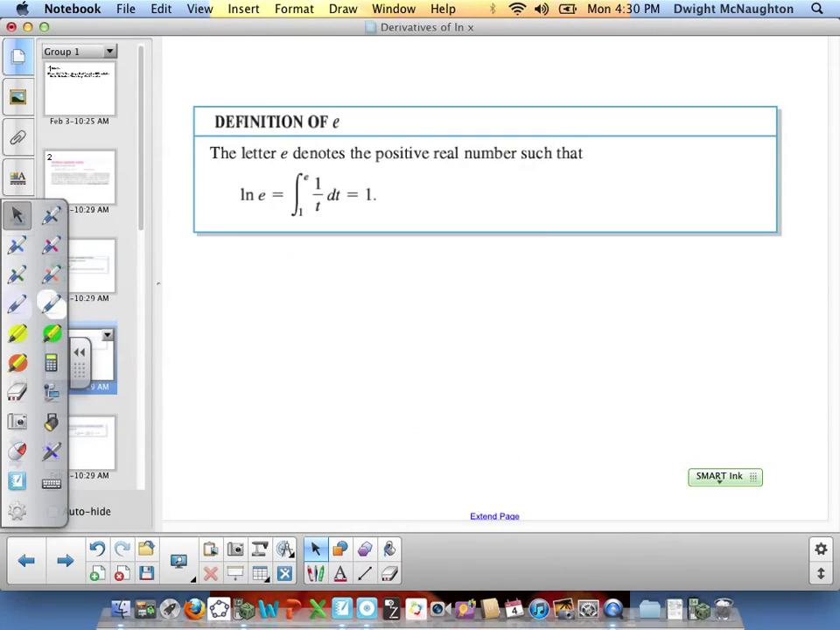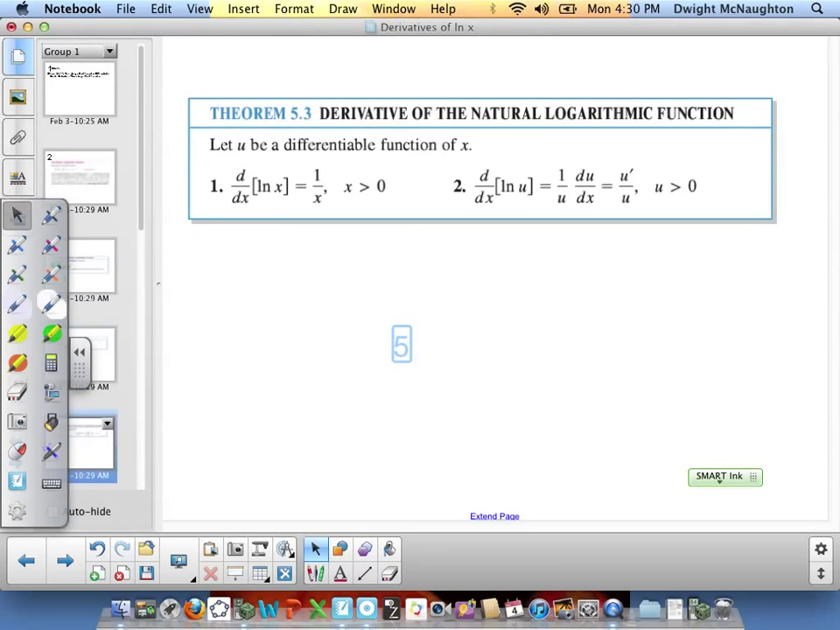And when we go from 1 over e, the derivative of that, you end up getting 1. All right? So the derivative of the natural log is 1 over x. If there happens to be a function inside of there, we end up doing the derivative of the inside function over the function. And that's just the chain rule.